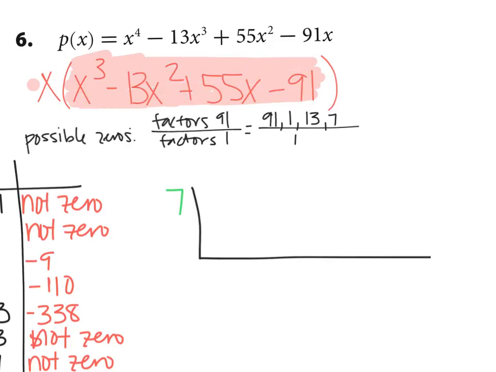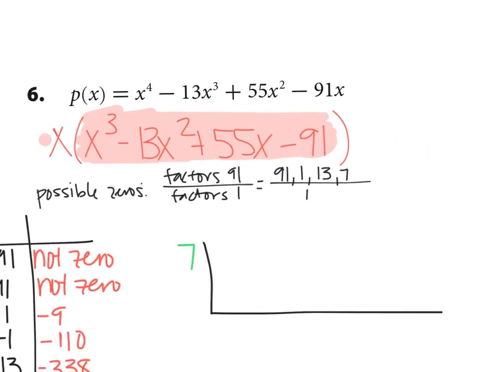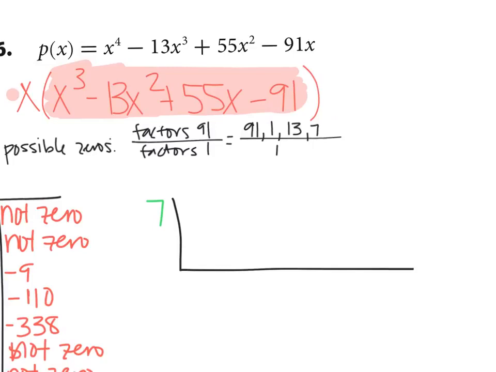Because what's in the first problem, the original problem, what's my constant? There isn't one, so that technically makes it a 0. So I can't use that one. I have to use x cubed minus 13x squared plus 55x minus 91. So 1, negative 13, 55, and negative 91.